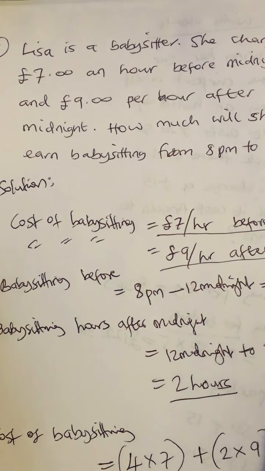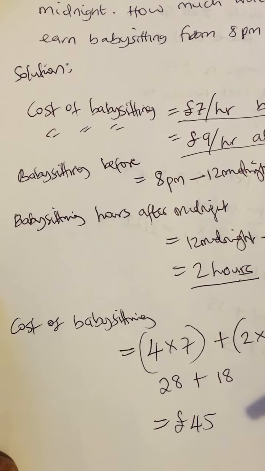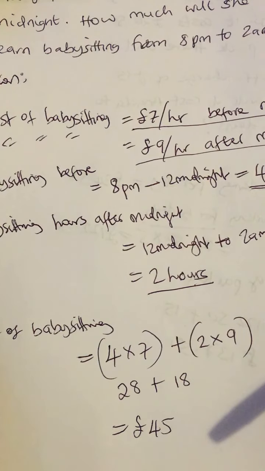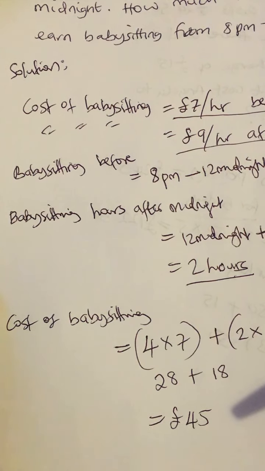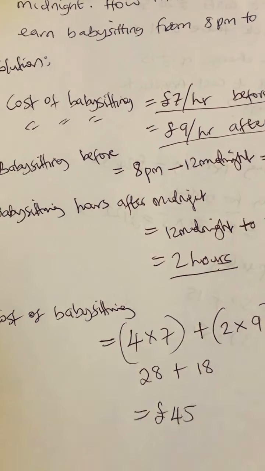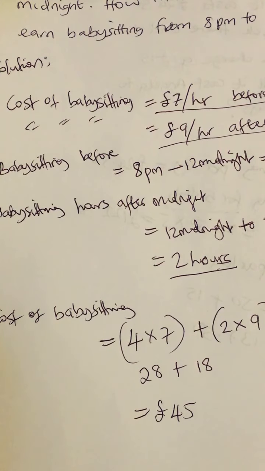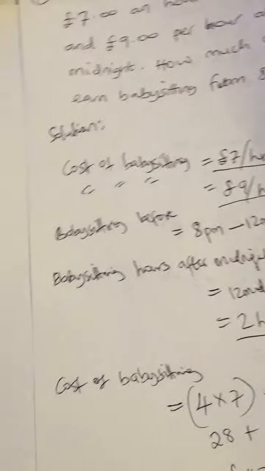So that's what Lisa earned. So cost of babysitting now will be £46. That's what Lisa earned from babysitting from 8 p.m. to 2 a.m. So we'll try our hands on another simple example now to illustrate further calculations of formulas with words.